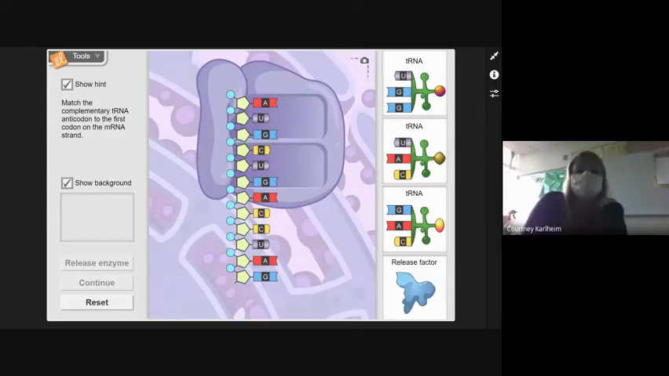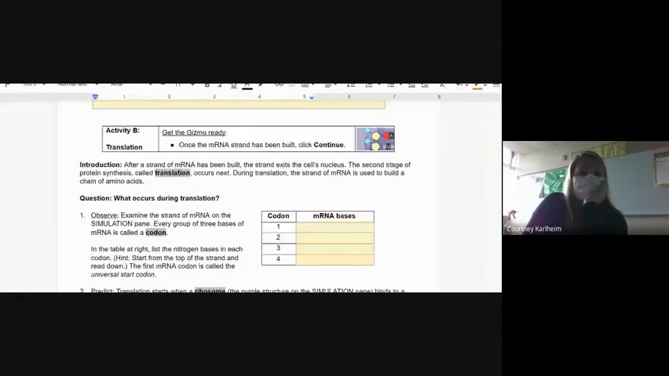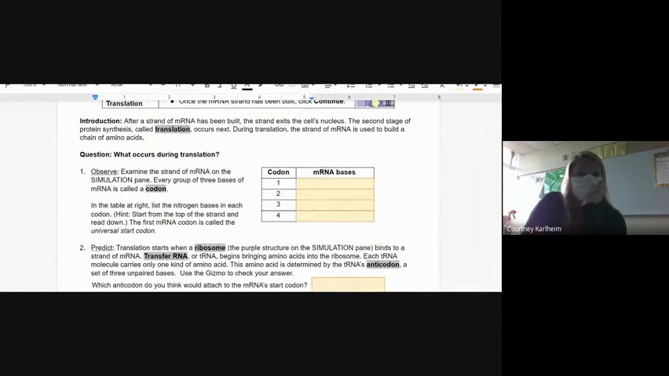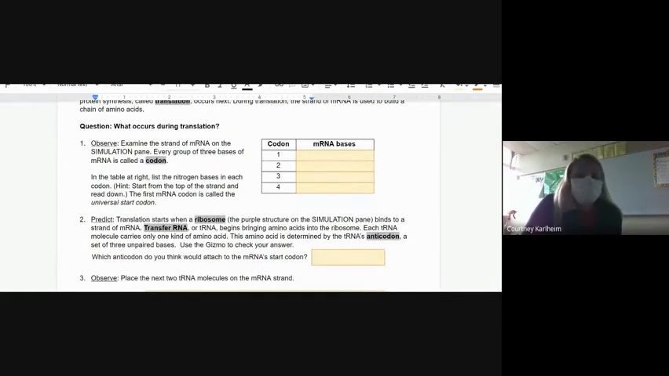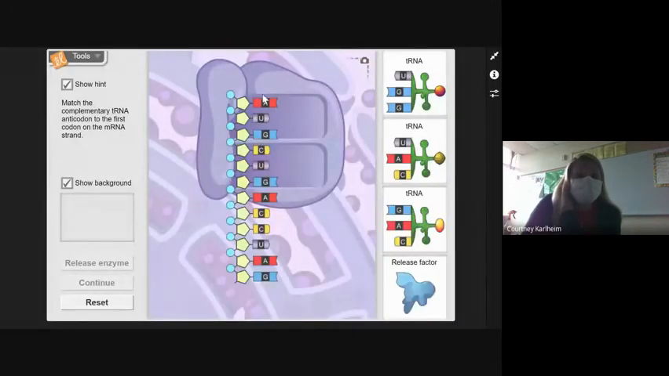All right, so once you click continue, when you're on activity B, after a strand of mRNA has been built, which you did, the strand exits the cell's nucleus and goes out into the cytoplasm where it finds a ribosome to build the chain of amino acids to make a protein. All right, so we're going to look at the strand of mRNA, and every group of 3 is called a codon. So we're going to write down the 3 bases that make up our codon first. The first 3 letters that make up a codon is AUG. So that's our first one.